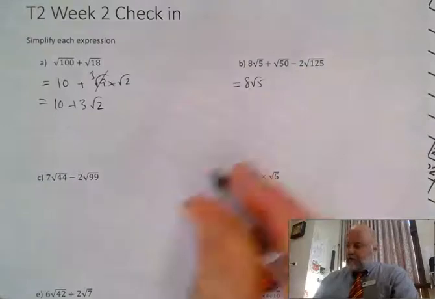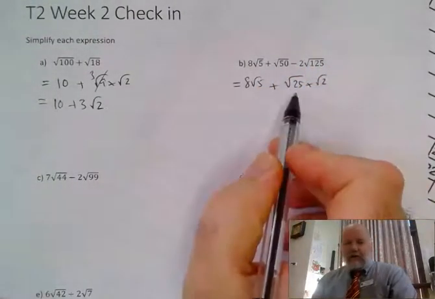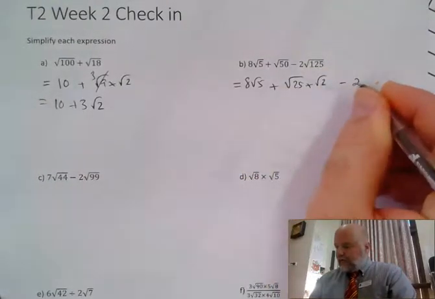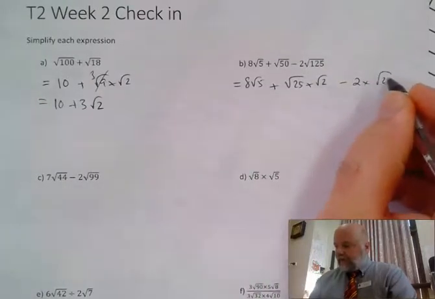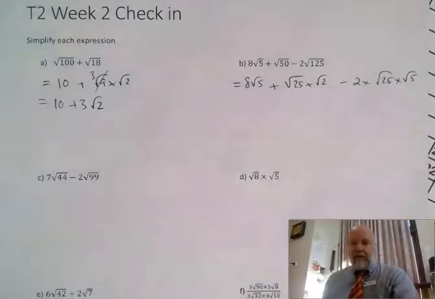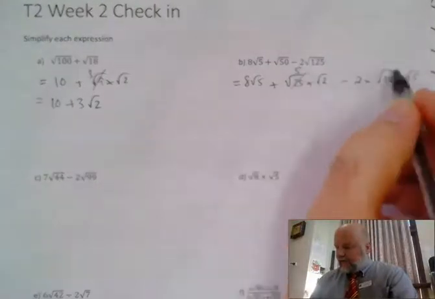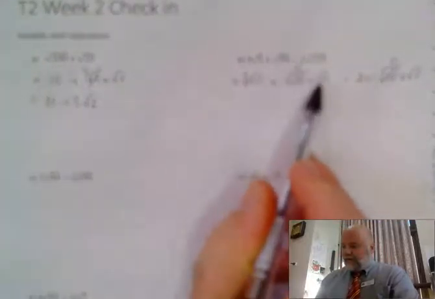Root 50 is really root 25 times root 2, so there's a square number 25 that goes evenly into it, so I'm going to break it up like that. Then we've got the minus 2 times now root 125. Root 25 goes in, 25 goes into that, so I'm going to split it like that. So root 25 times 5. So this is really a 5, and that's really a 5 as well. So what have I got? I've got an 8 root 5 plus a 5 root 2.